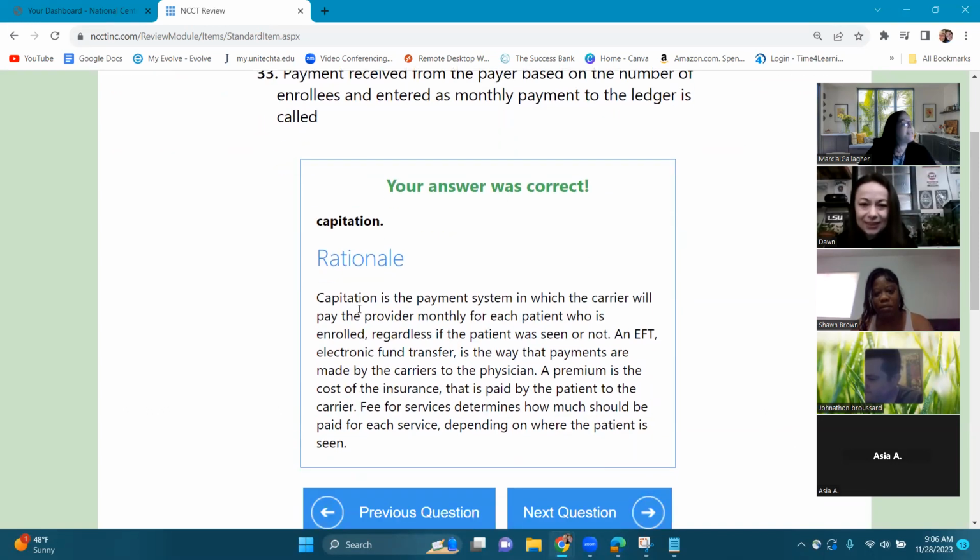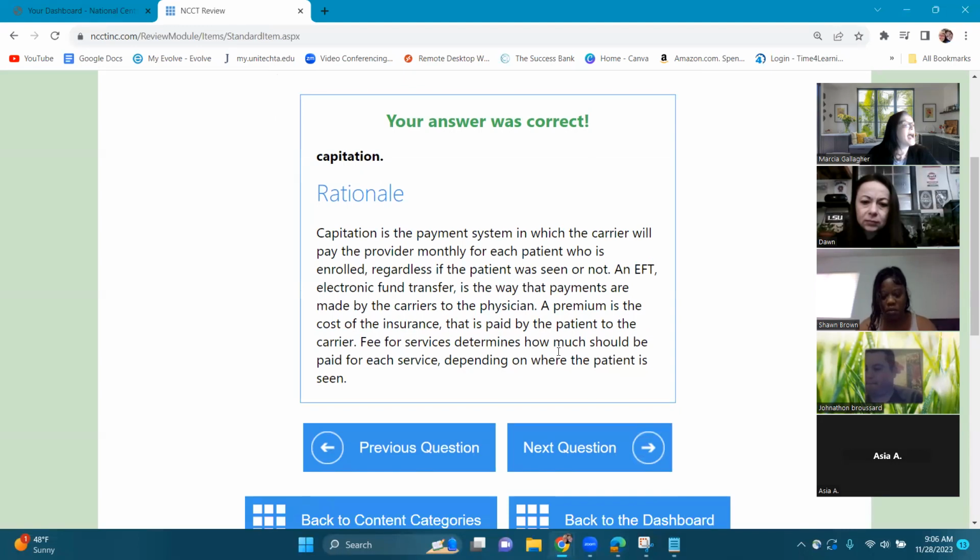No. Capitation is the payment system in which the carrier will pay the provider a monthly fee for each patient who is enrolled, regardless if the patient was seen or not. An EFT is an electronic fund transfer, the way that payments are made by carriers to the physician. A premium is the cost of the insurance that is paid by the patient to the carrier, and fee for services determines how much should be paid for each service, depending on where the patient is seen.